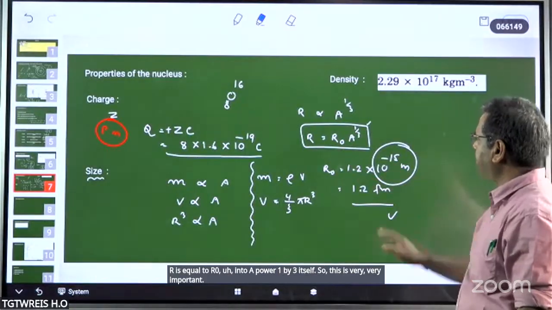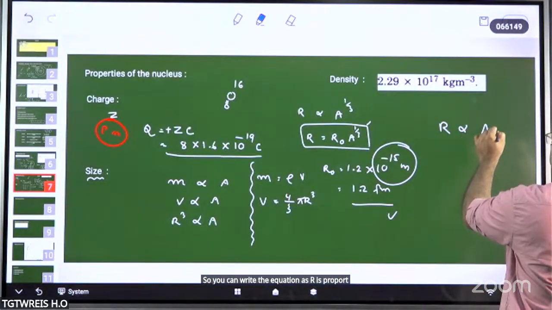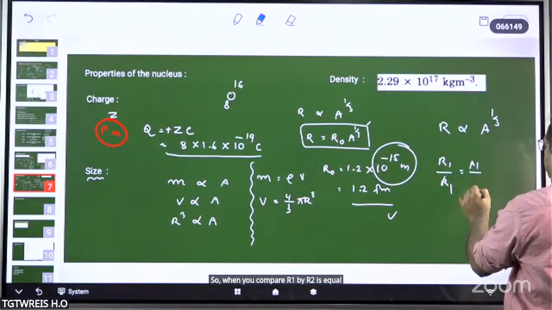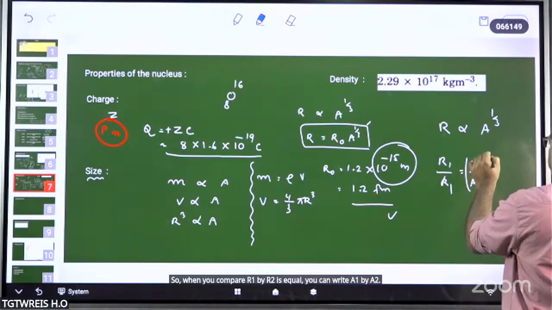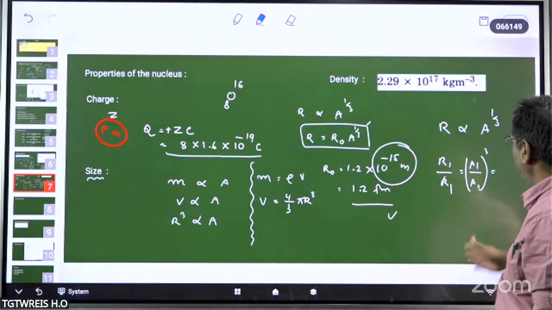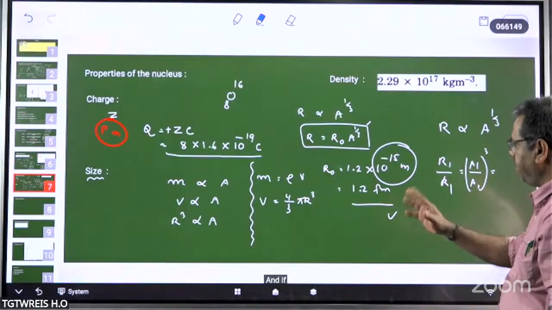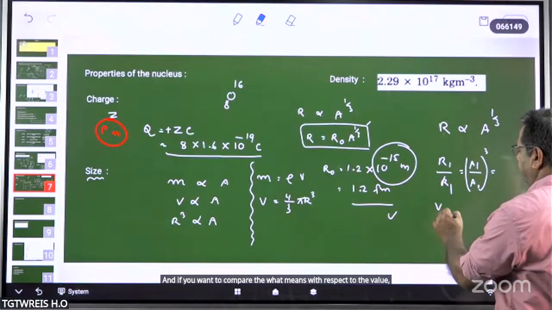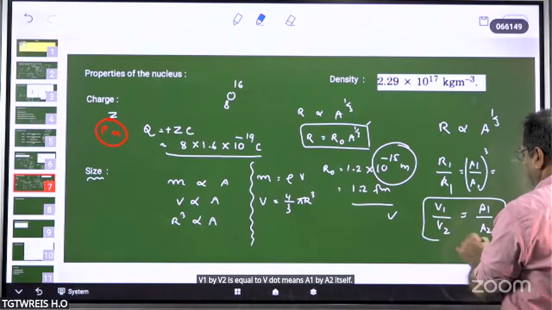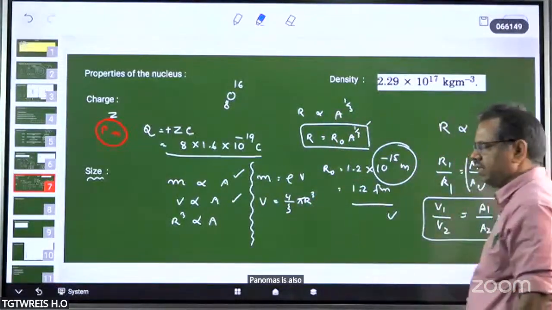While comparing the radii of different nuclei, you can write the equation as R is proportional to A power 1 by 3. So when you compare, R1 by R2 is equal to A1 by A2 power 1 by 3. This is a very, very important relation. And if you want to compare the volumes, V1 by V2 is equal to A1 by A2 by using this relation. And masses also, obviously you can compare.